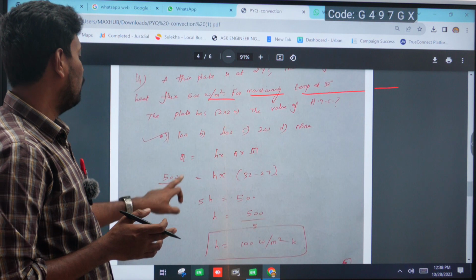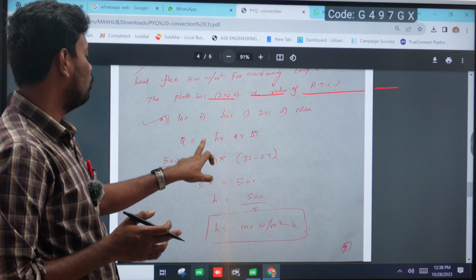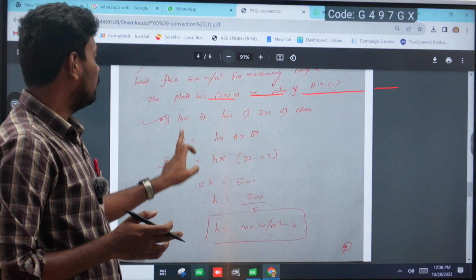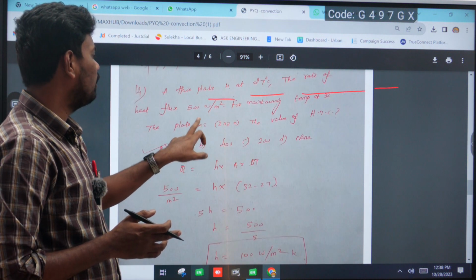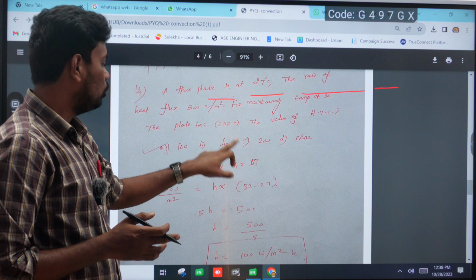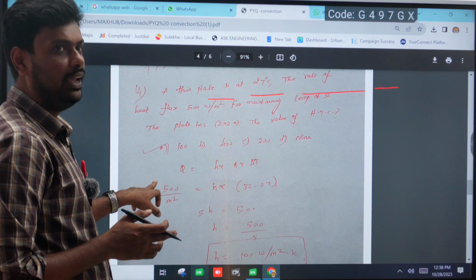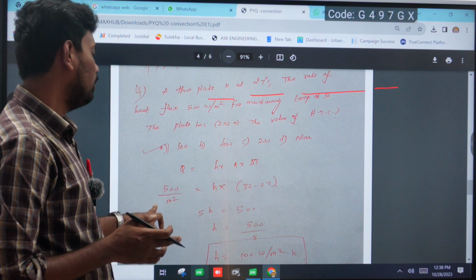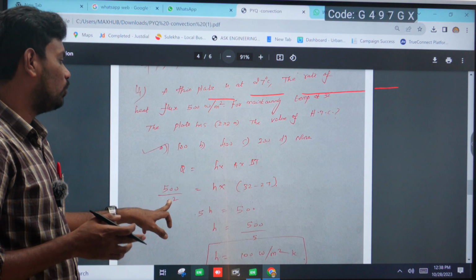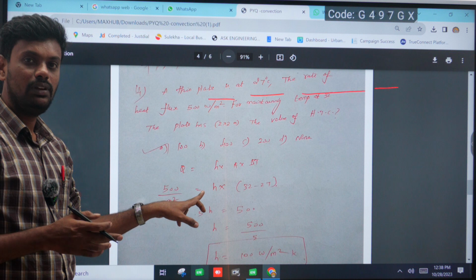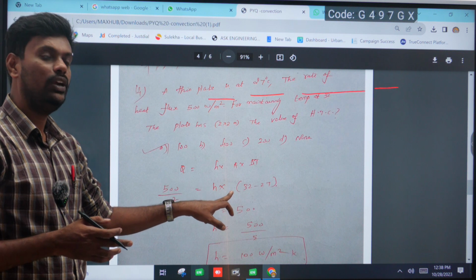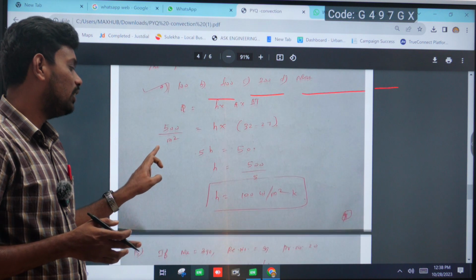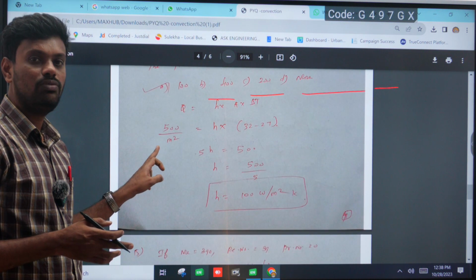You see, Q is given. So what is the Q formula? h into A into delta T. But in the question it is given as heat transfer per unit area. So you can write this equation as Q by A. So 500 watts per meter squared is equal to h into delta T only. So delta T is given, 32 minus 27. So if you substitute, you will get the value of h, which is equal to 100 watts per meter square Kelvin.